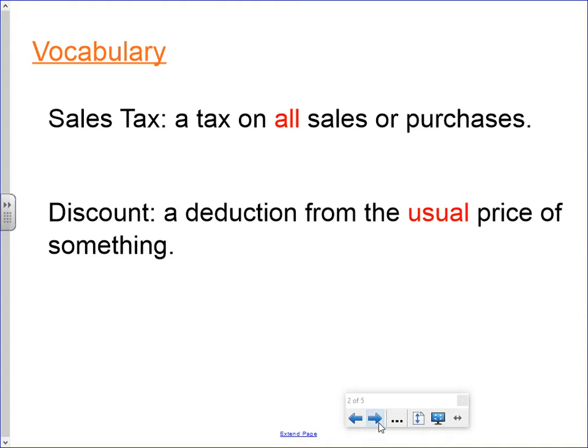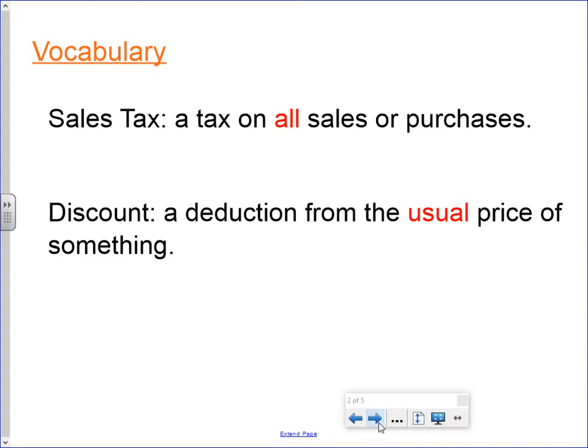Our first vocabulary word is sales tax. A tax on all sales or purchases. So when you buy stuff at the store and you go up to the cash register, you don't just pay $25 for the pair of shoes that you grabbed. You're paying a sales tax too, so it's going to be slightly more.